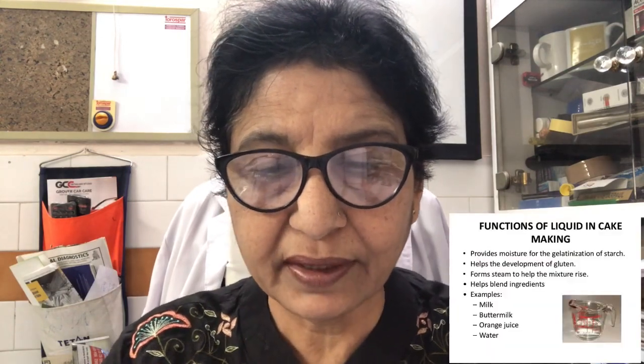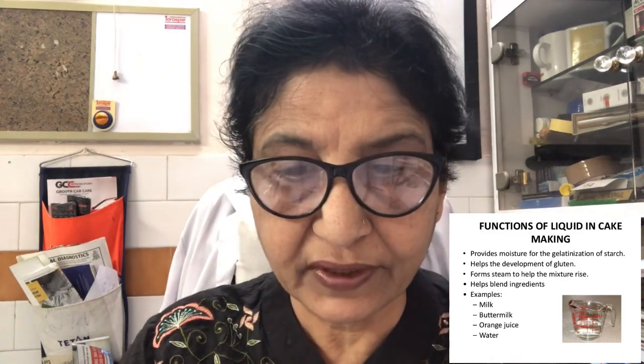Then next comes water. Water, you know that it depends upon the batter. If you find that the cake batter is somewhat hard, it is not of the dropping consistency, then you can add a small amount of water also. It depends upon the recipe. And just like the liquid milk, it also hydrates the flour proteins. It forms gluten when it is added, and it builds up the structure of the cake.